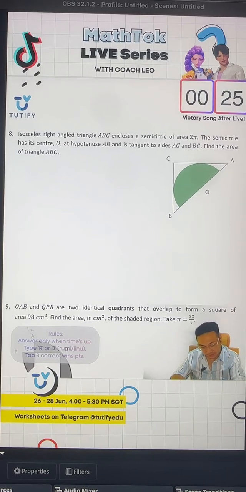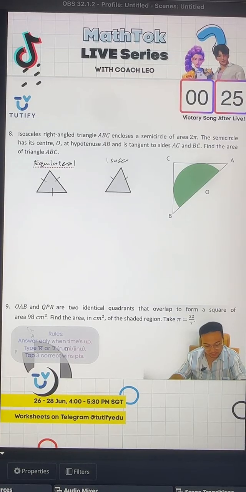Isosceles right-angled triangle. Students, what is an isosceles triangle? Let's just do a quick revision. If you have a triangle with all sides the same, you call this an equilateral triangle. If you have a triangle with two sides the same, you call this the isosceles triangle. Okay? So you have an isosceles right angle triangle, ABC. So that means this is a right angle. And it's isosceles, that means this side is the same length as this side, right?